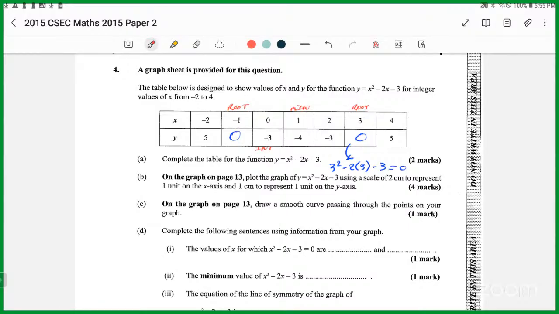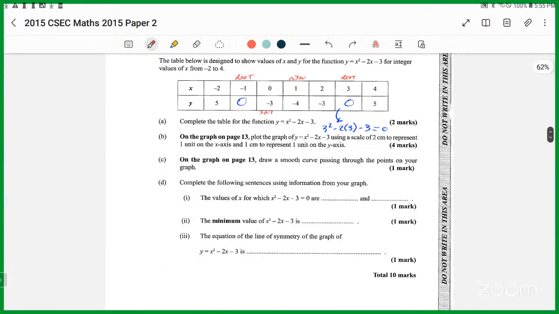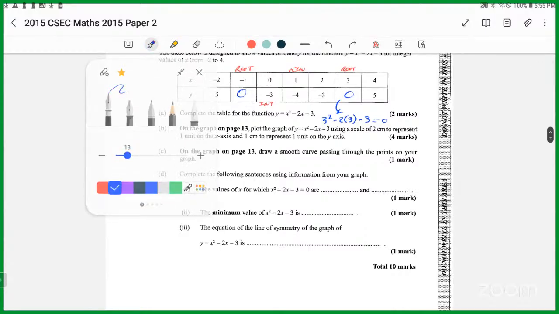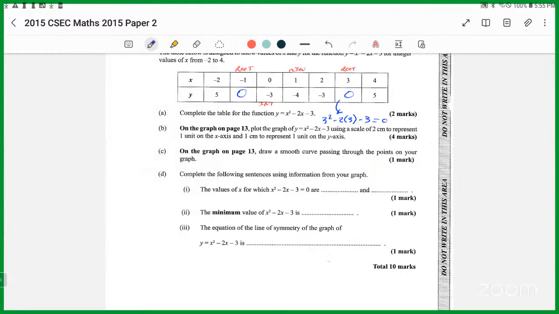It says first we want to complete the table. So we did that, put in these two values. And then it says now on the graph on page 13, plot the graph of this function using a scale of 2 centimeters to 1 unit on the x-axis and 1 to 1 unit on the y-axis. Let's draw it on the graph as instructed. You have to be careful with the scale. So scale going from -2 to 4 horizontally and going from -4, the lowest value, up to 5.